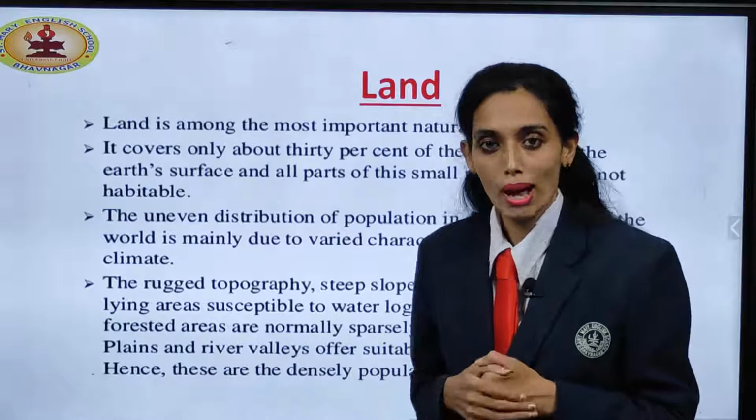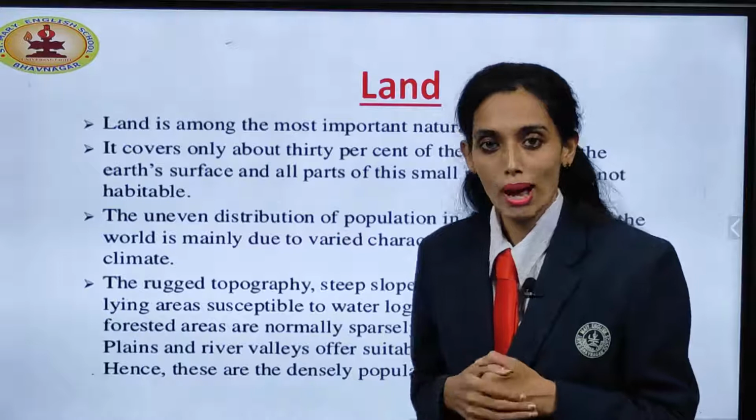Plains and river valleys offer suitable land for agriculture. Hence, these are the densely populated areas of the world. Where do we find most of the population? In the plains and the river valleys. Why? Because we have fertile land over there and agriculture is possible, and thus there are more people, making them densely populated areas of the world. Whereas in a few areas you don't find people; there you find fewer people surviving.